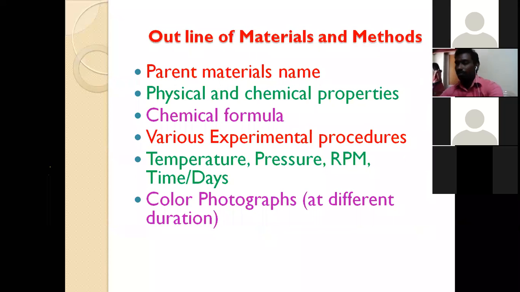An outline of the materials and methods. You can write the materials and methods section based on the following points. Initially, you represent what the parent materials are. You can mention their physical and chemical properties and the chemical formula.